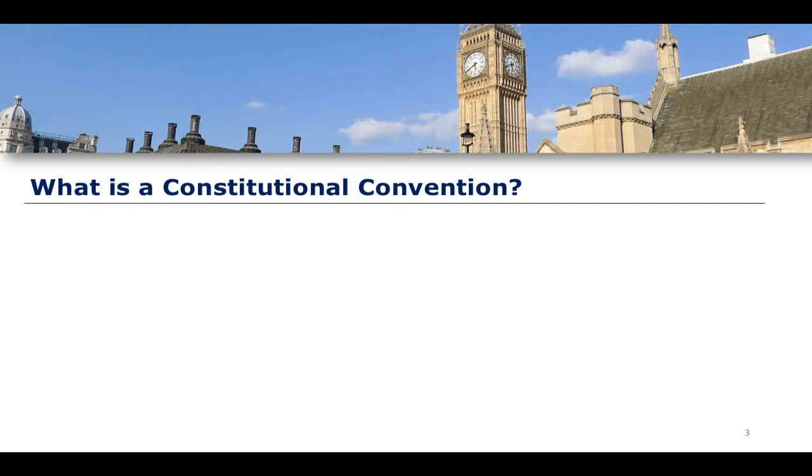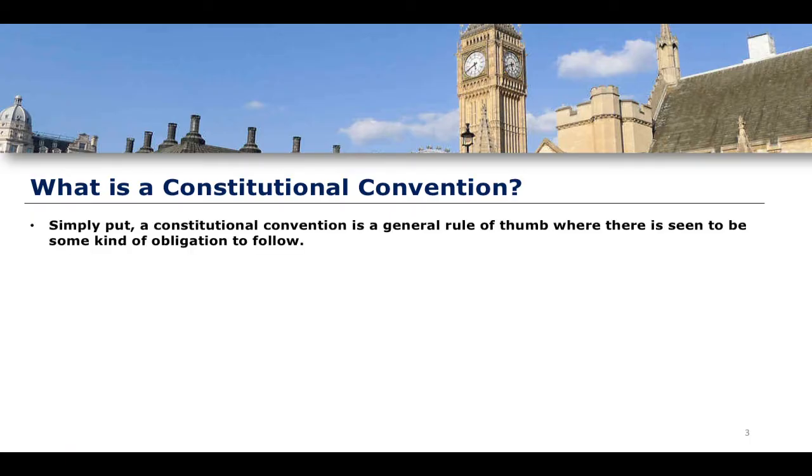So, what is a constitutional convention? Well, we can define a constitutional convention as follows. Generally speaking, and simply put, a constitutional convention is considered to be a general rule of thumb where there is seen to be some kind of obligation that an individual has to follow. That is essentially what a constitutional convention tells us.